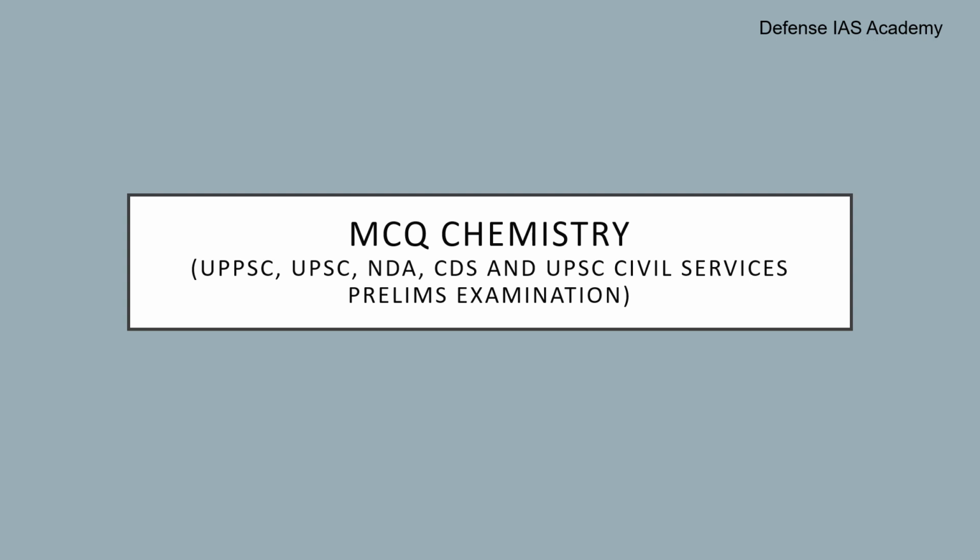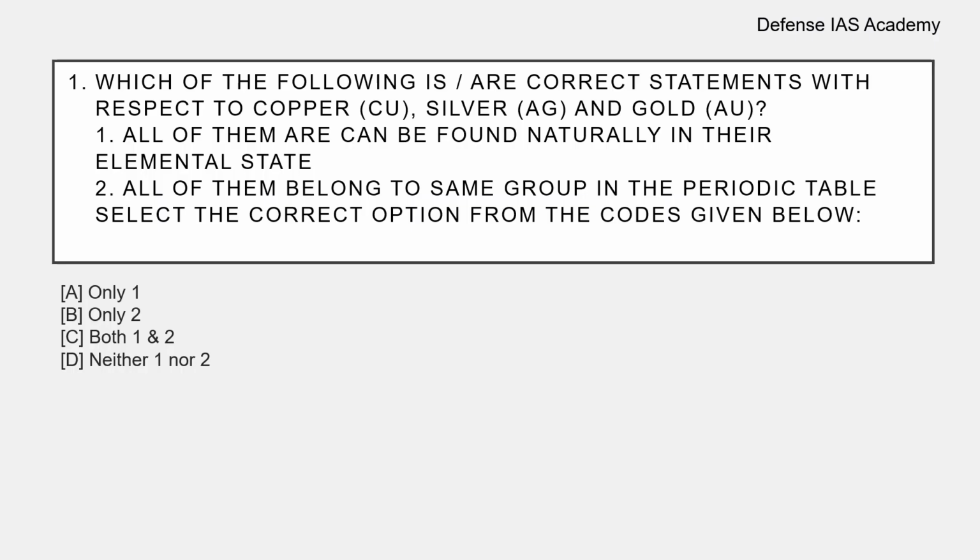This video covers MCQs on the topic chemistry. Question number 1. Which of the following is or are correct statements with respect to copper, silver and gold? 1. All of them can be found naturally in their elemental state. 2. All of them belong to same group in the periodic table. Select the correct option from the codes given below. Option A only 1, option B only 2, option C both 1 and 2, option D neither 1 nor 2. The correct answer is option C both 1 and 2.